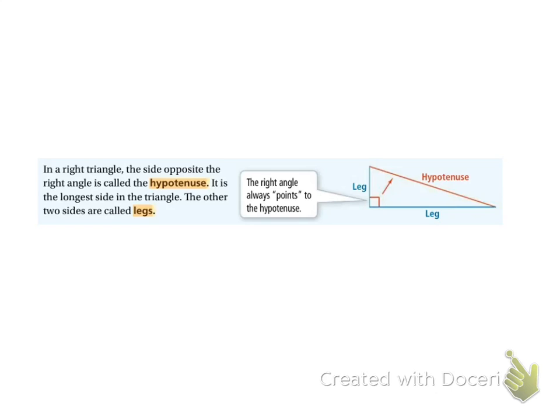Okay, so here's the actual picture. So the hypotenuse is the diagonal one, and the two just straight ones are my legs. The hypotenuse is always across from the right angle. The right angle always points to the hypotenuse.